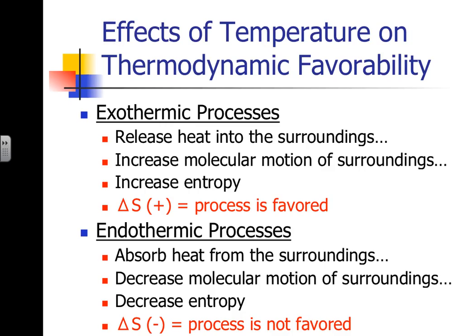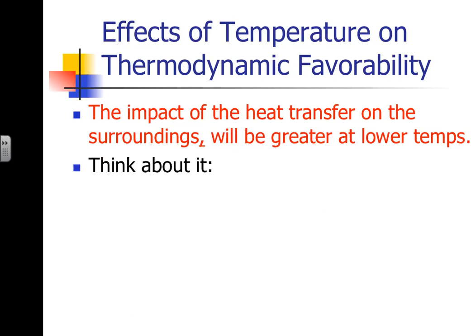Positive delta H, which is endothermic, goes with negative delta S. Opposites attract. Another little side note here: the impact of the heat transfer on the surroundings will be greater at lower temperatures.